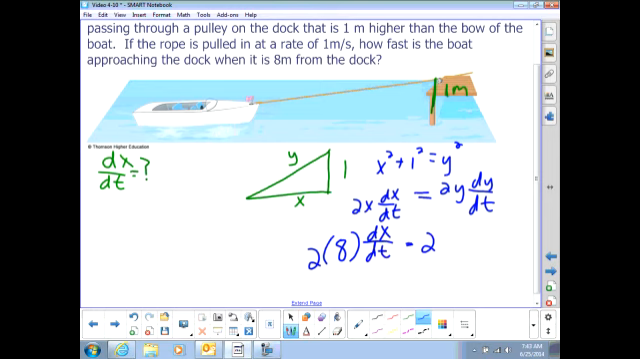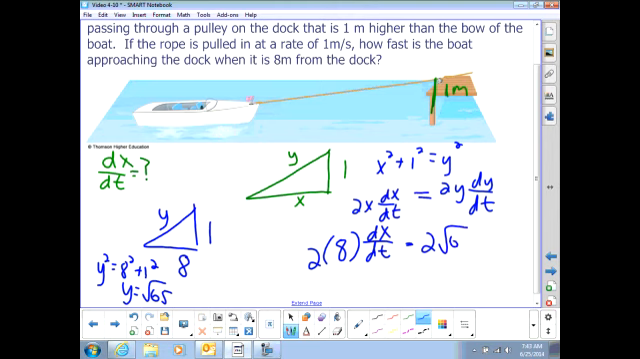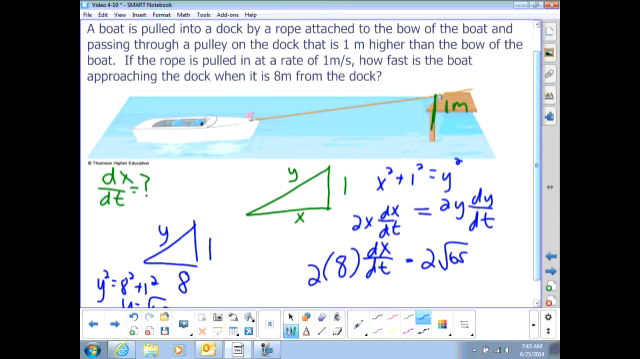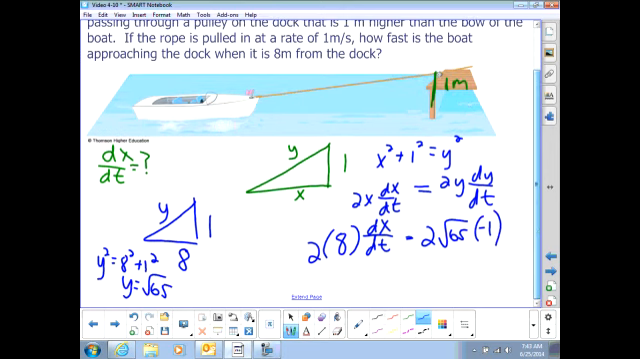We'll have 2. Now we've got to figure out what y will equal at that instant. This was always 1. We're finding at the instant this is 8. To find y, we'll have that y squared is equal to 8 squared plus 1 squared. So y will end up equaling the square root of 65. And the rope was moving at 1 meter per second. Now, that distance was getting smaller, so we need to put it in as a -1.